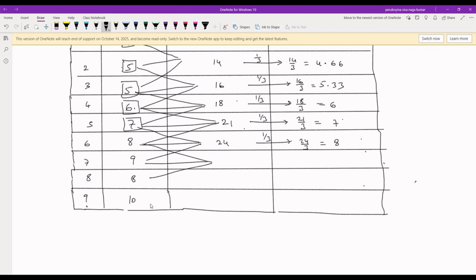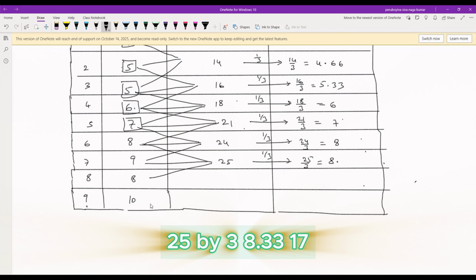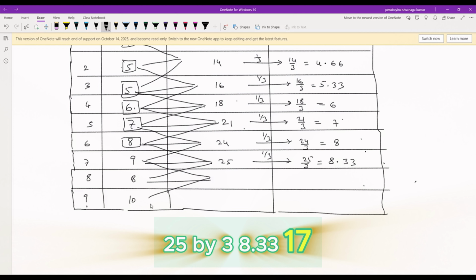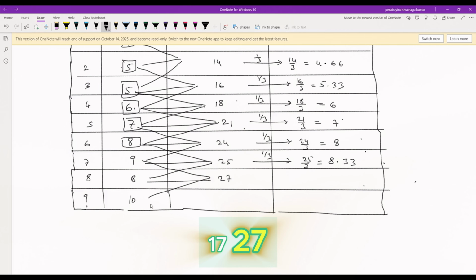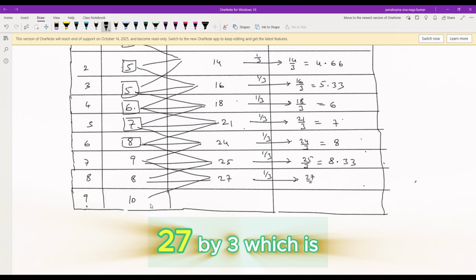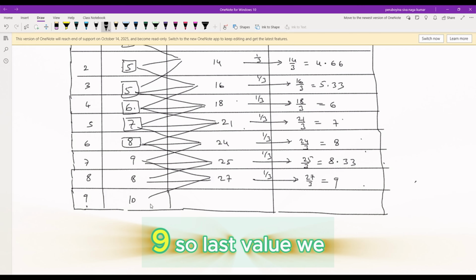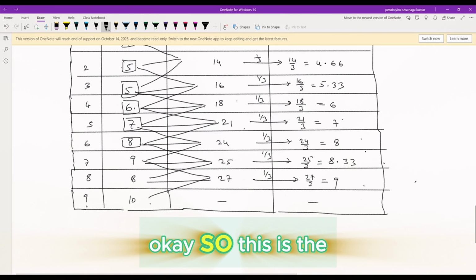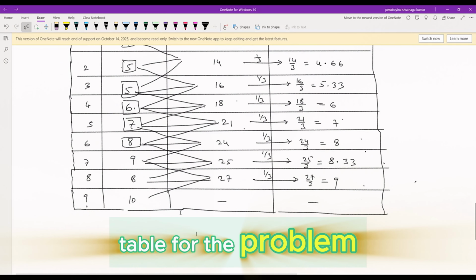8, 9, 8 gives 25. 25 by 3 is 8.33. Then 9, 8, 10 gives 27. 27 by 3 is 9. So for the last value, we don't get anything. Okay, so this is the table for the problem.